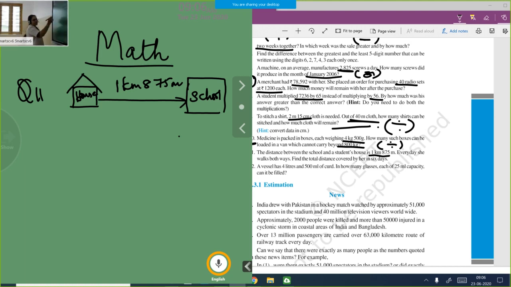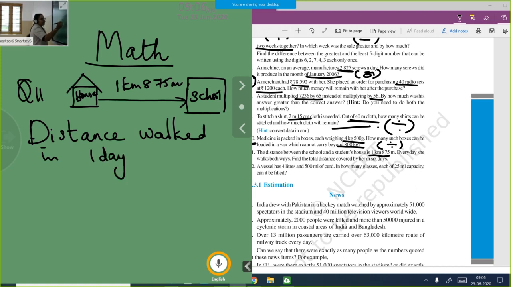That is the question. So teacher is writing the statement. This is in the rough column. If you want, you can make it. Okay. Teacher is writing the answer here. Distance walked in 1 day. In 1 day, how much distance did she walk? That is the first statement. 1 kilometer 875 meter multiplied by 2.